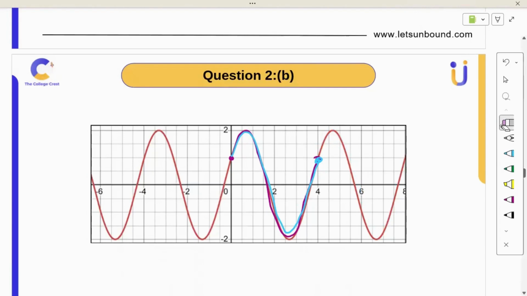Now let me try to find the length of the cycle. This is 4. This is 0. So it's 4 minus 0, which is 4. So this has period 4. So this is my answer. But I need to check the other options too.